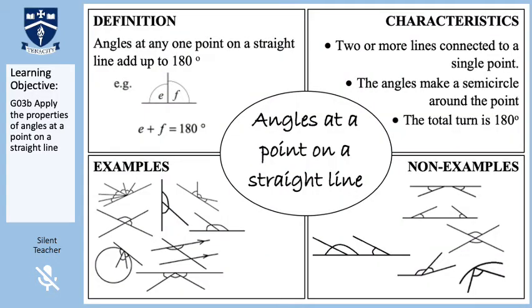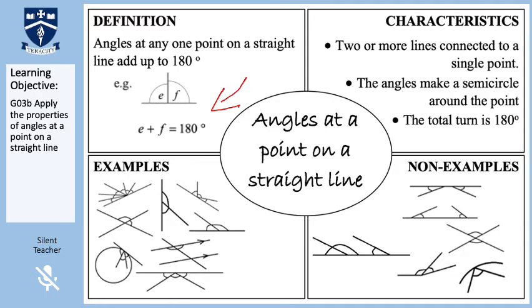By definition then, angles at a point on a straight line add up to 180 degrees. This is one of the angle facts that you should know. Ensure you copy out the definition and write this down. And we have an example here. It says E and F, so on this line, add up to 180 degrees. So if the line has been split into two angles, the entire angle is split up to 180 degrees.